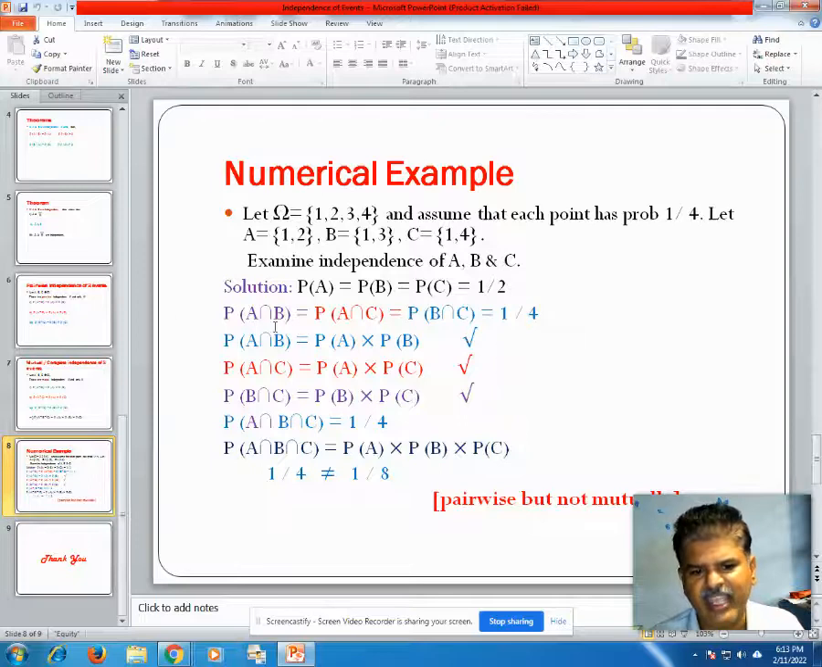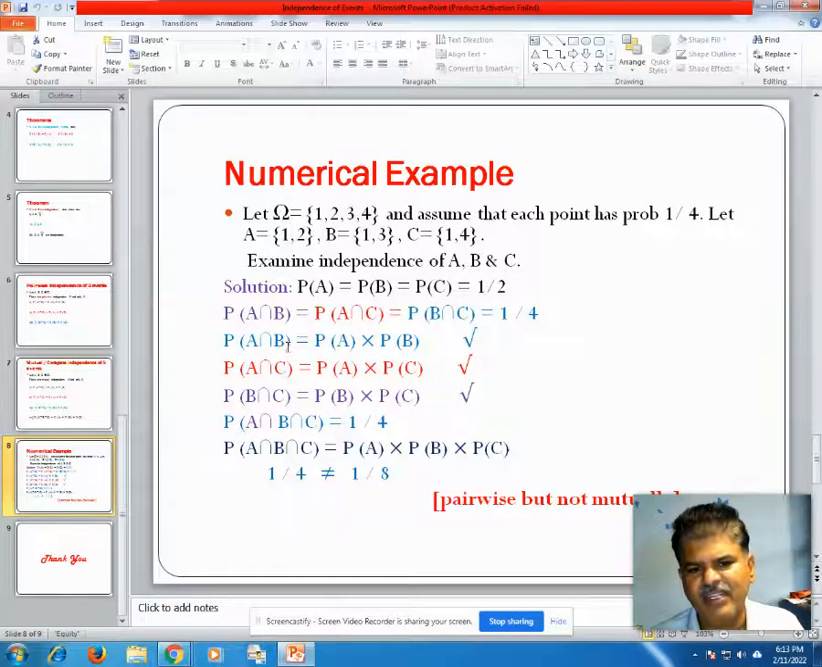And what about A intersection B? In A intersection B, there is one common point. In A and C, there is also one common point, and there is one common point in B and C, and that number is 1. Therefore, one case is favorable for all these events, and the total number of cases is 4. Therefore, P of A intersection B equal to P of A intersection C equal to P of B intersection C, and that is equal to 1 by 4.